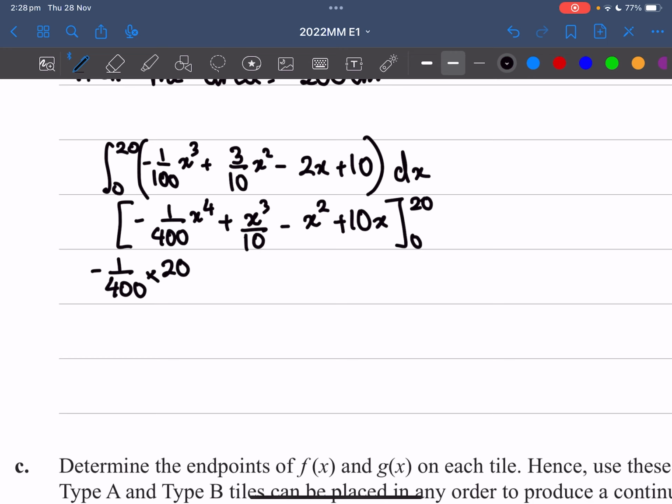So we can say it's 400 times 400, right? It's 20 squared times 20 squared. So I'm going to say it's 400 times 400. The reason why I chose that is so that we can easily cancel out when we are simplifying. Okay, plus 20 to the power of 3 is 400 times 20, which is 8,000 on 10, minus 20 squared, which is 400, plus 10 times 20, which is 200.